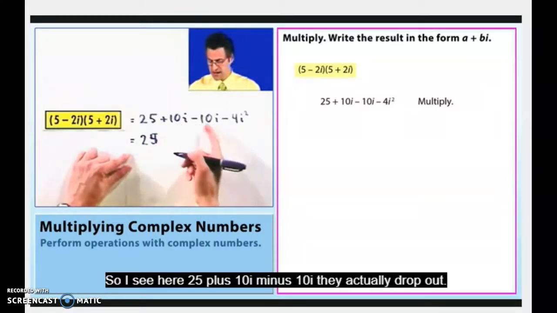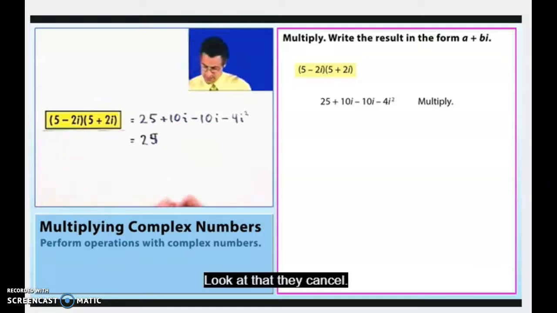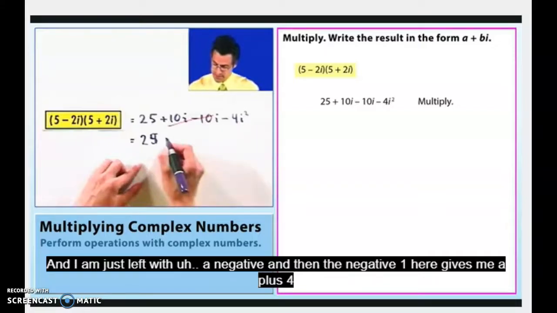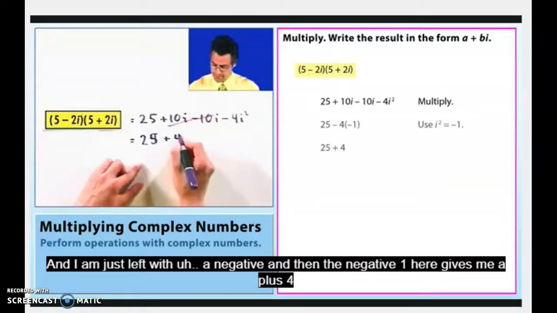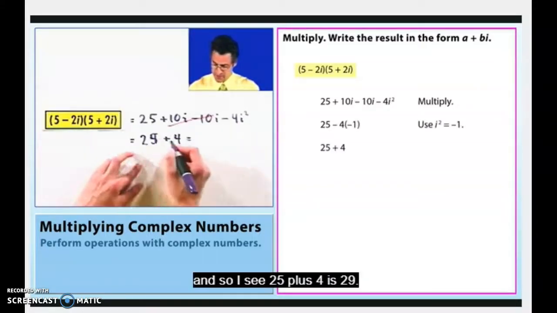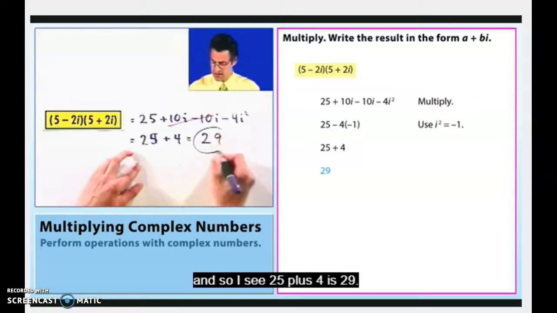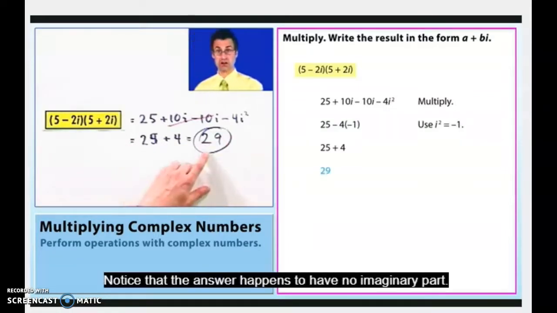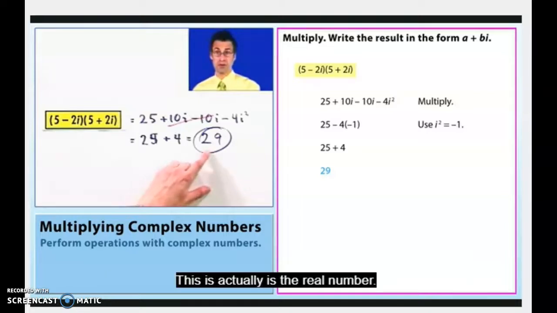plus 10i minus 10i, they actually drop out. Look at that, they cancel. And I'm just left with a negative, and then the negative 1 here gives me a plus 4. And so I see 25 plus 4 is 29. Notice that the answer happens to have no imaginary part. This is actually a real number.